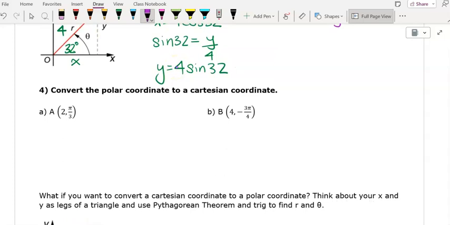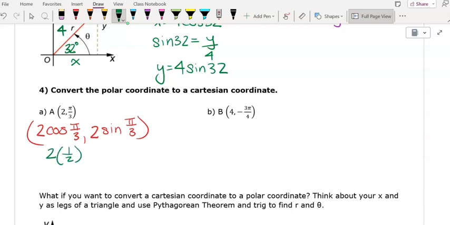So if this is 2, pi over 3, 2 is the radius, pi over 3 is my angle. So I would set this up as 2 times cosine pi over 3 and 2 times the sine of pi over 3. And I'm going to do that, and then I can go ahead and simplify with the information that I know. Just like I said a second ago, the cosine of pi over 3 is 1/2. So now I have 2 times 1/2. And then I have 2 times the sine of pi over 3.